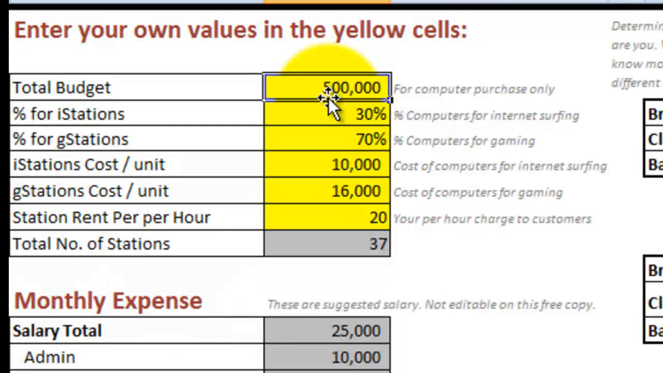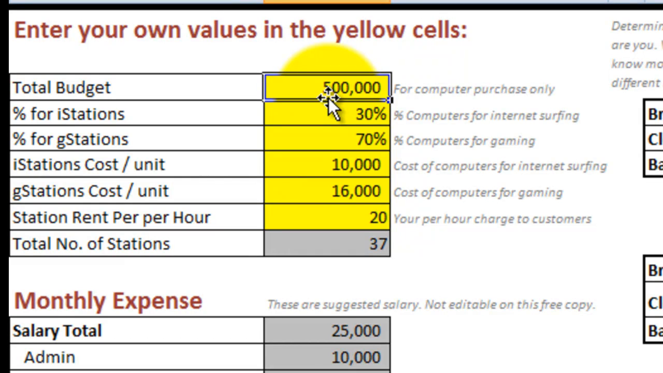Okay, the only things that you need to provide for this calculator are the total budget, the percentage of the computers that you will need to purchase, then the unit cost of those computers, and the hourly charge that you will be charging to your customers.